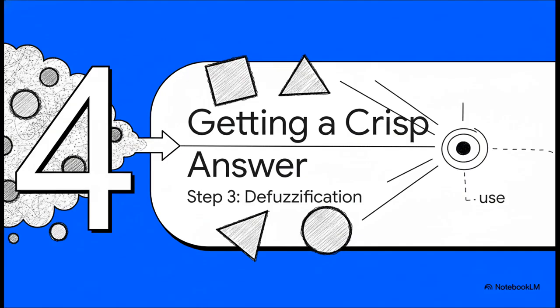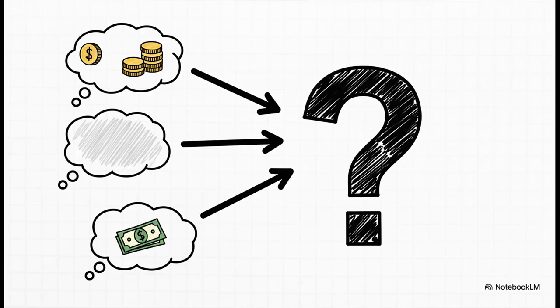Okay, time for the grand finale. Step 3, defuzzification. We're going to take all this fuzzy stuff and boil it down into one single concrete number that we can actually use. So here's where we are. Our rules have given us a fuzzy output for the tip. It's 0% low, 15% average, and 45% high, which is great, but you can't exactly write "average 0.15, high 0.45" on a receipt, right? We need a real number.